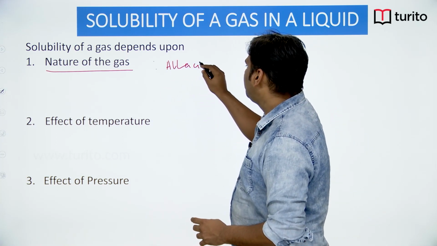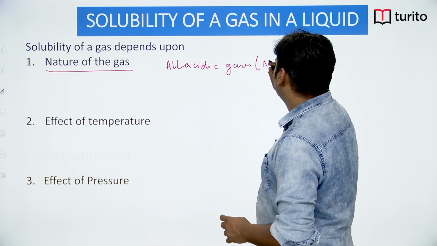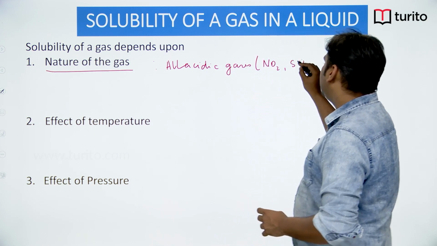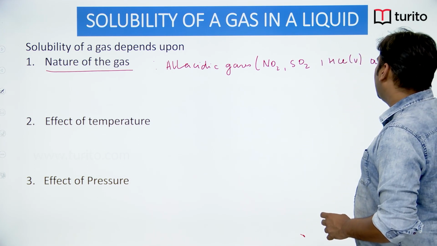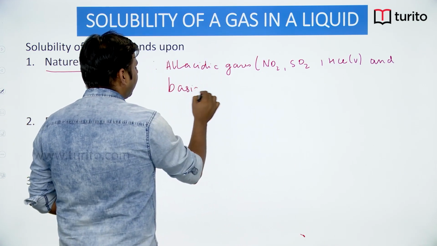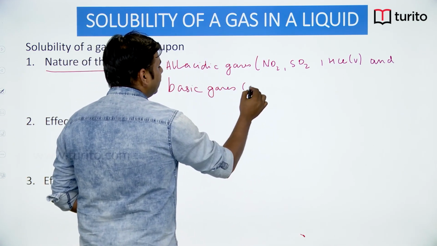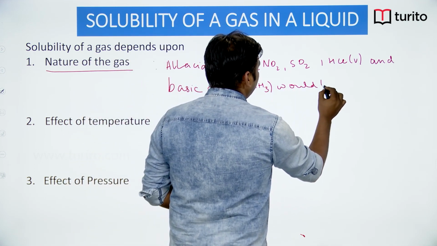So all acidic gases like NO2, SO2, even vapors of HCl, and basic gases like ammonia would be highly soluble in water.